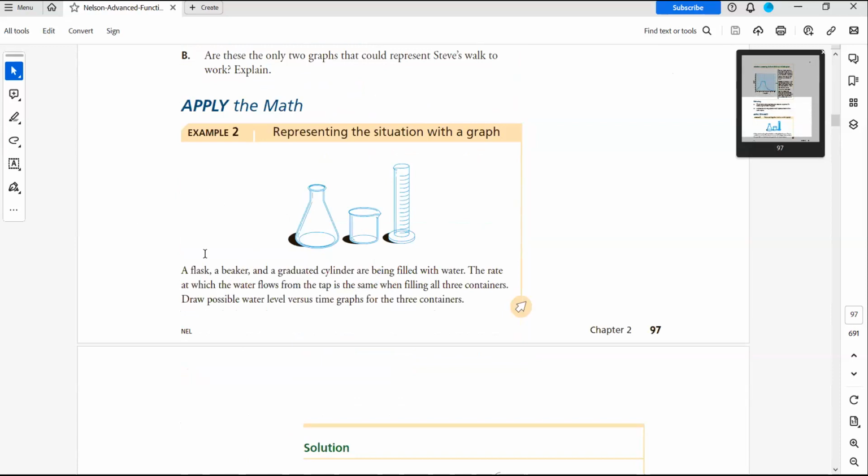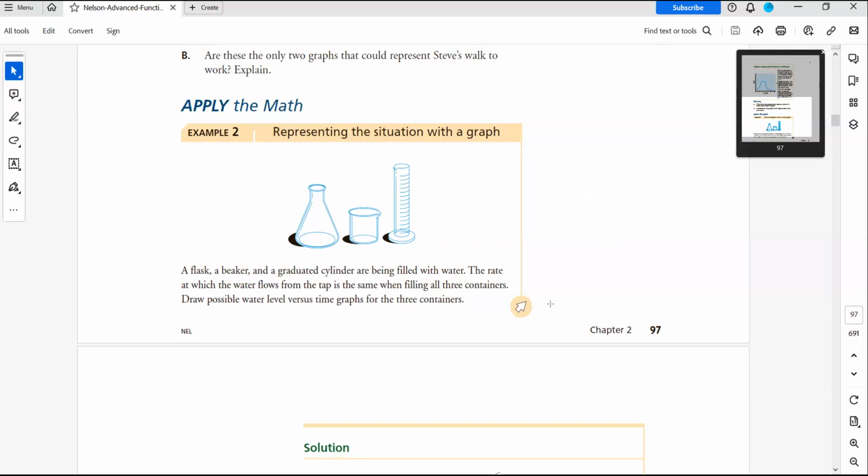Now example number 2. A flask, a beaker, and a graduated cylinder are being filled with water. The rate at which the water flows from the tap is the same when filling all three containers. So basically the speed of filling up is the same for all three flasks. So draw possible water level versus time graph for the three containers. So let's try and do that.